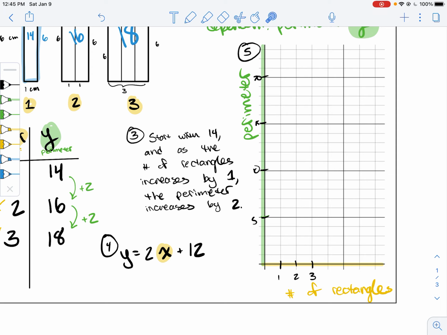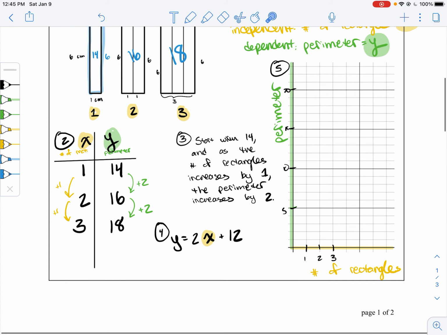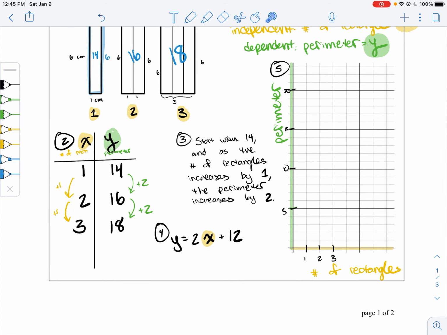Now, we're going to use our table here to help us graph. When we have one rectangle, the perimeter is 14. So I'm going to go over 1, up 14. And when we have two rectangles, our perimeter is 16. So over 2, up 16. And when we have three rectangles, our perimeter is 18. So you go over 3, up 18. Nice. And that's our graph.